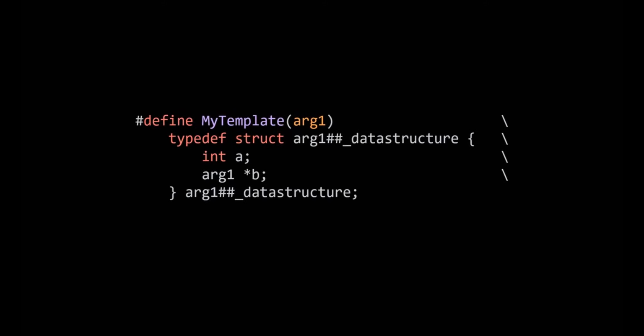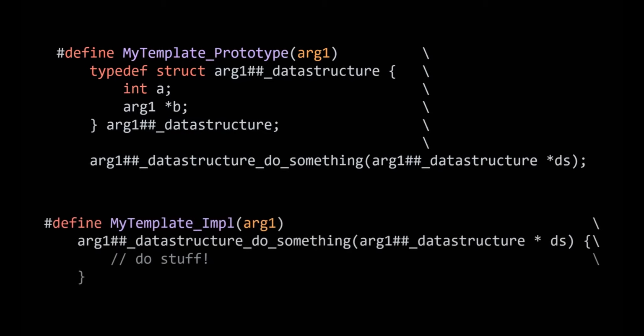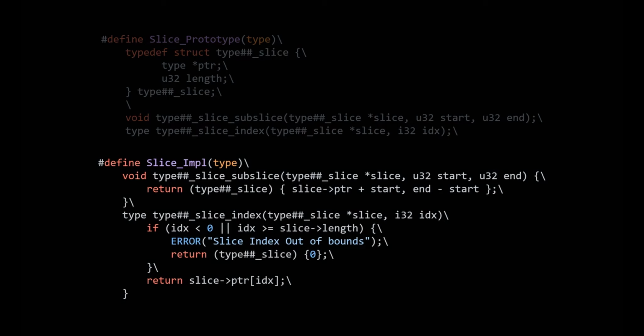We can define macros that act as templates. Basically, you can define a macro for the code that goes in the header files, like struct definitions and function prototypes, and a different macro for the code that goes into the implementation C files. For example, here's a simple template translation of a slice structure, which is basically just a pointer plus length pair. This is the prototype, and here is the corresponding implementation.